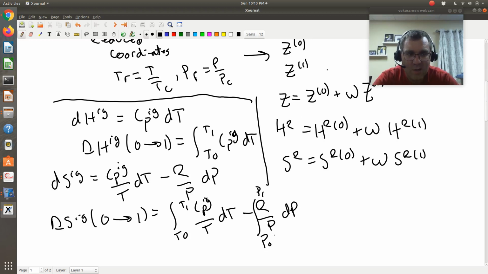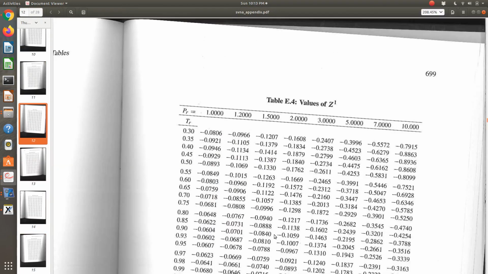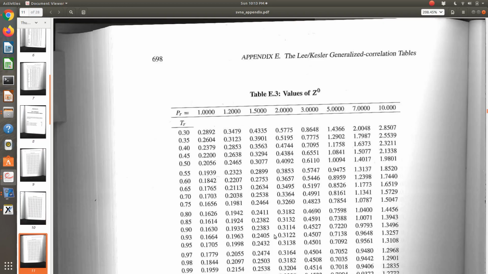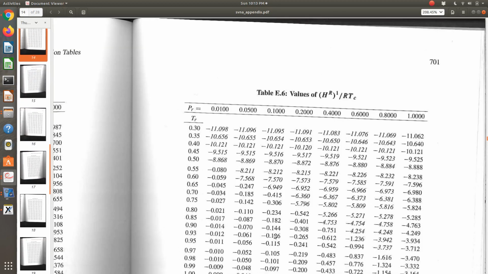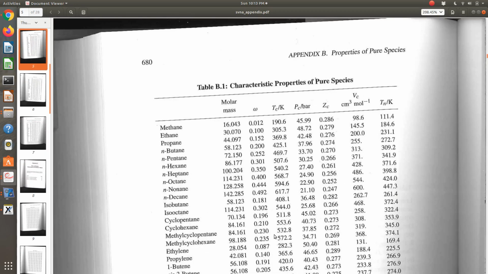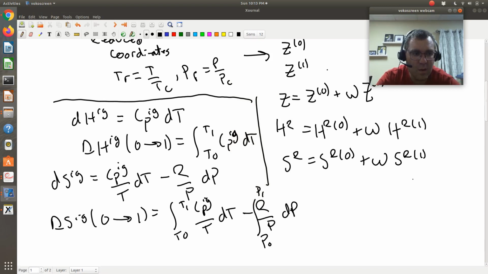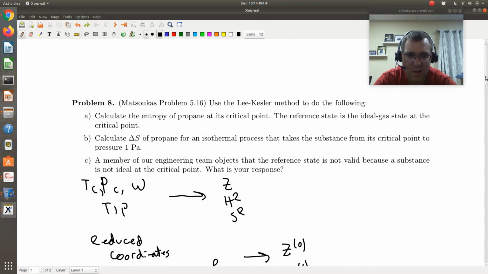And when it comes to ideal gas heat capacities, like in Smith, Abbott, and Van Ness here in Appendix B, we typically have polynomial expressions for those. Here's Appendix E, here's Appendix B. If you were to have Smith, Abbott, and Van Ness, you could look up these constant pressure heat capacities as well. And remember, the only reason for using Smith, Abbott, and Van Ness compared to our textbook for Lee-Kessler is that our textbook just has plots, where Smith, Abbott, and Van Ness actually has tabulated values.